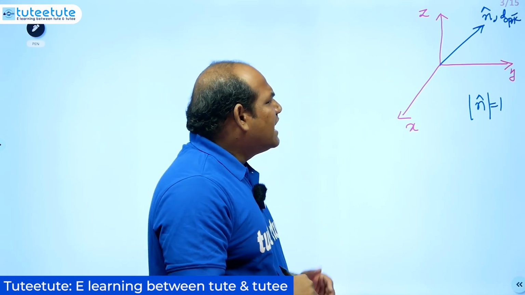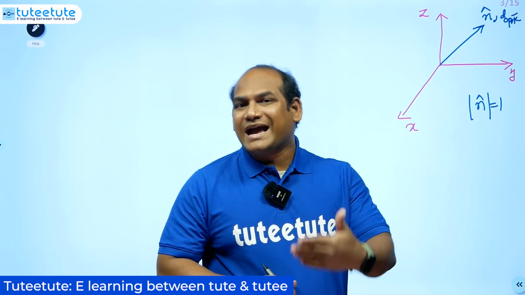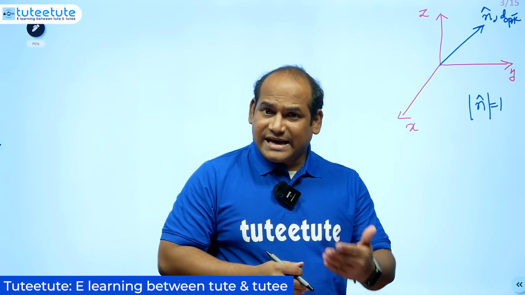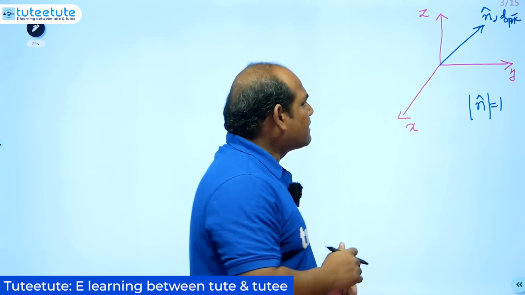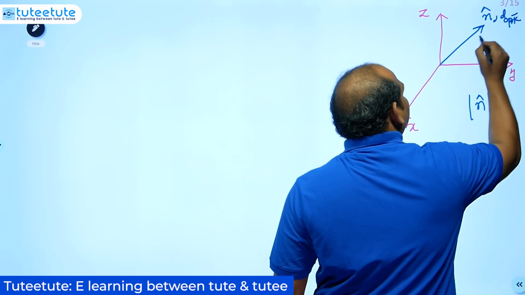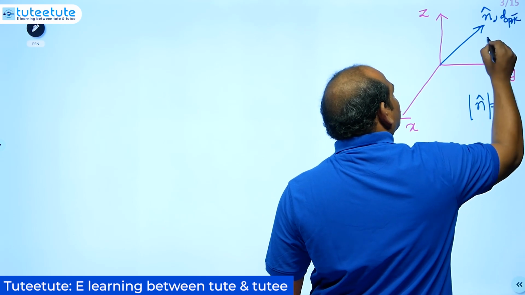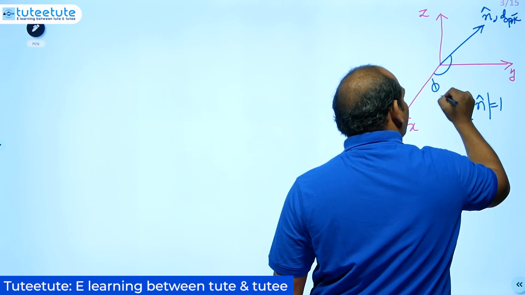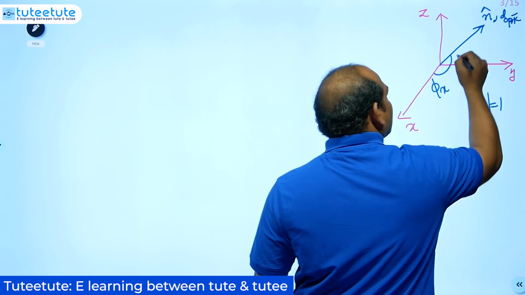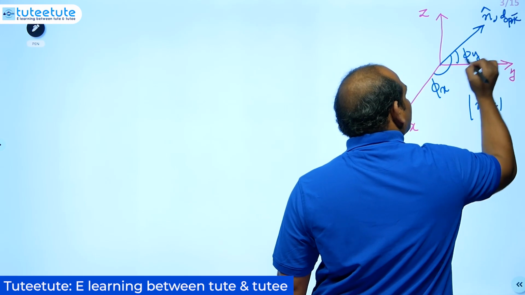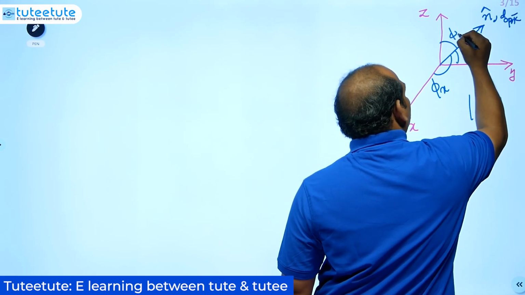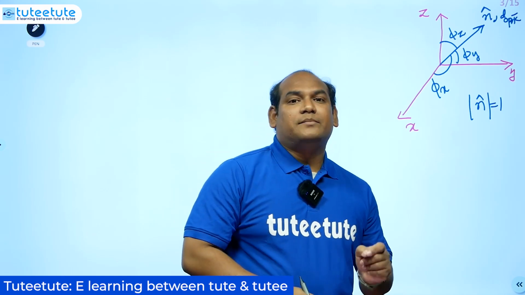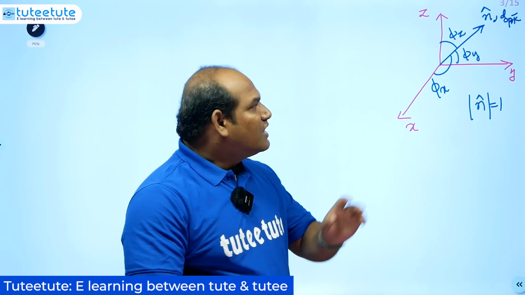Then this unit vector is making some angles, surely it will make some angles, with respect to the x-axis, y-axis, z-axis. That is what I am going to represent here. So this particular n cap vector is available, making the angle phi x with respect to the x-axis, phi y with respect to the y-axis, and phi z with respect to the z-axis. First we are going to write the mathematical vector representation of n cap.